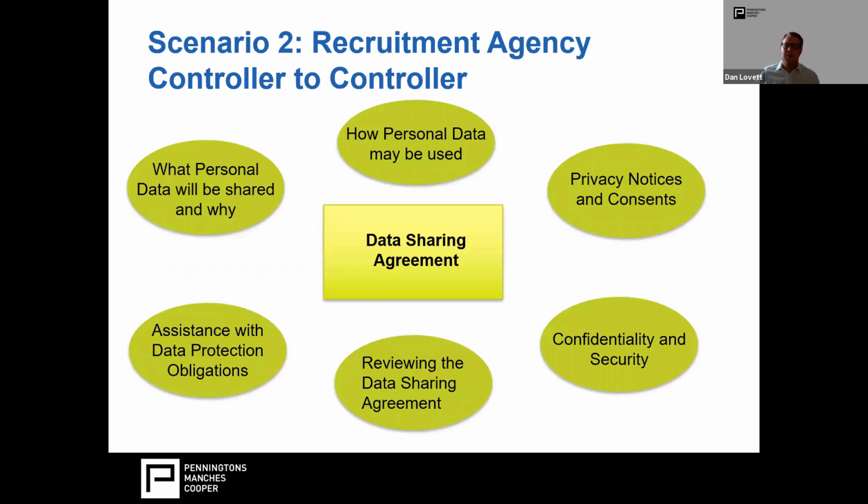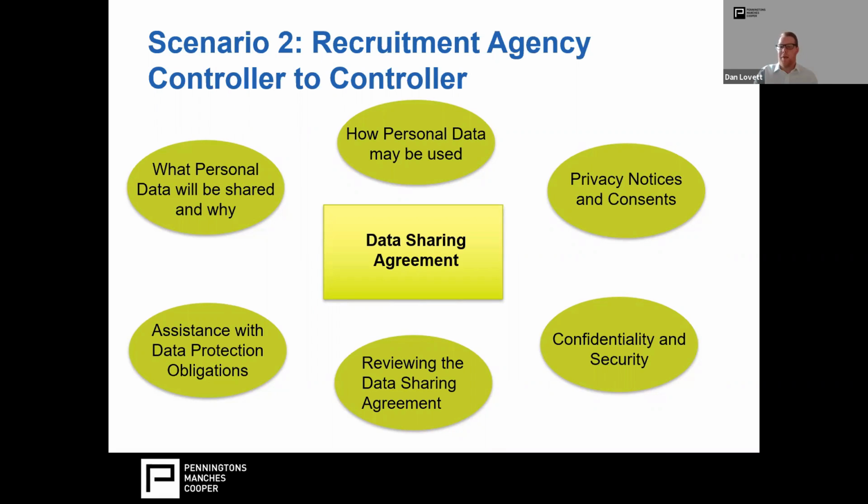Okay, and now we go to the data sharing agreement. There's lots to consider in a data sharing agreement. And of course, this can be applicable to other controller-to-controller relationships, but we'll just walk through it in relation to our recruitment agency scenario. So the first thing is, what personal data will be shared and why?